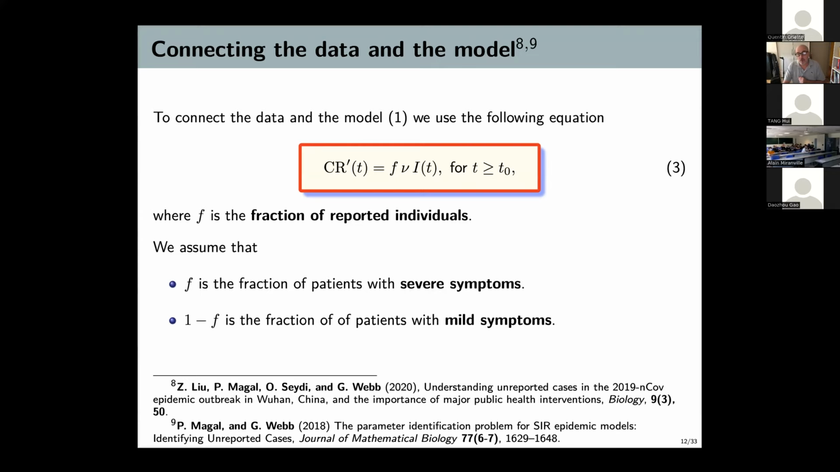Another important ingredient you should combine with this is a model to connect the model with the data. So we assume that a fraction of the flux leaving the I compartment is reported, and this model was introduced at first in a paper we wrote jointly with Glenn Webb in the Journal of Mathematical Biology in 2018, in fact. And so f is the fraction of people with severe symptoms, and 1 minus f is the fraction of people with mild symptoms.